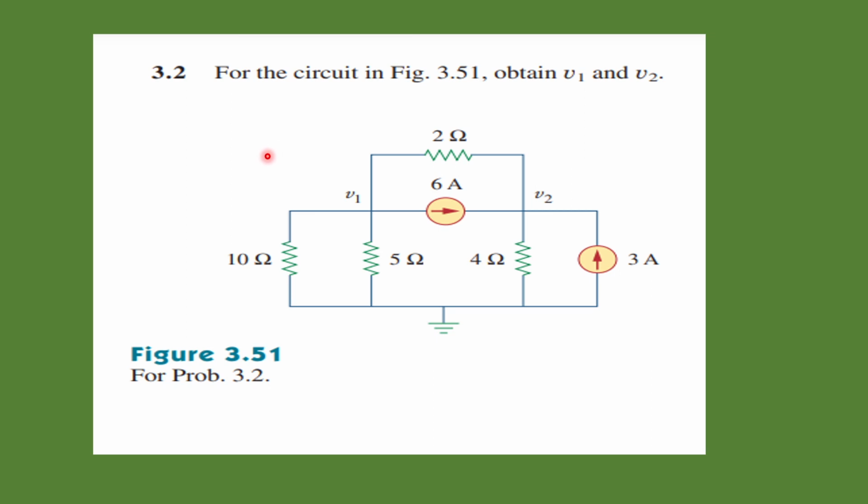Good morning. Today we are going to solve problem 3.2 from Fundamentals of Electric Circuits by Alexander and Sadiku, 5th edition. In this problem we are asked to obtain V1 and V2. By seeing this circuit we can understand that this can be solved using nodal analysis.